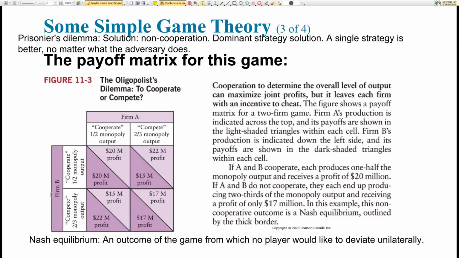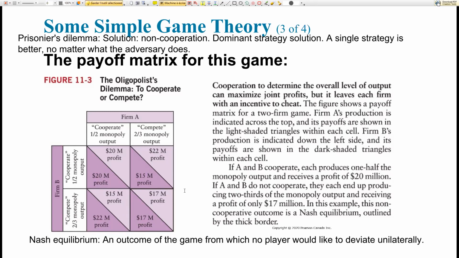So knowing that firm B is doing this. Now, what firm B asks itself is the same thing. So I know that firm A is competing. Should I stop competing myself? Well, I get 17 million if I compete. I get 15 million if I do not compete. So I choose to stick with my initial strategy. So this compete is a Nash equilibrium. We've seen it's a dominant strategy, but it's also a Nash equilibrium. So you see the difference.